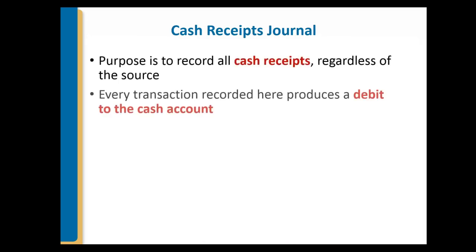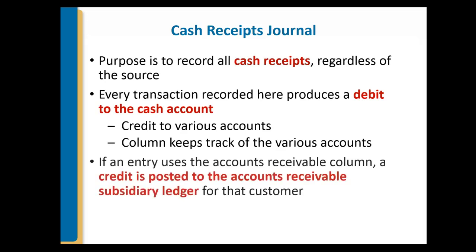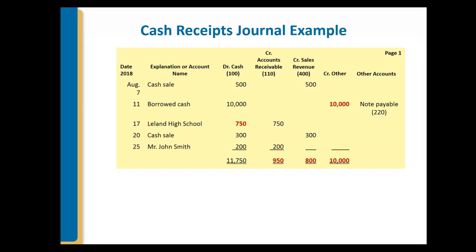The purpose of the cash receipts journal is to record all cash receipts regardless of the source. Every transaction recorded in this journal produces a debit to the cash account and credits to various other accounts. So, because every transaction results in a debit to the cash account, number 100, a column is provided for that account.